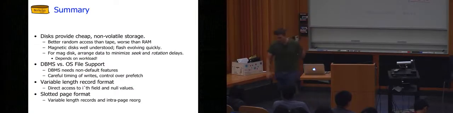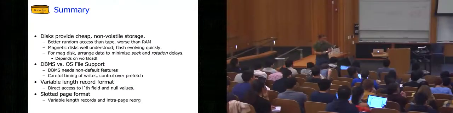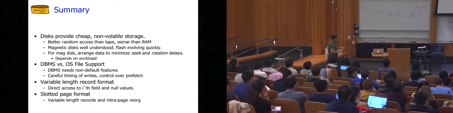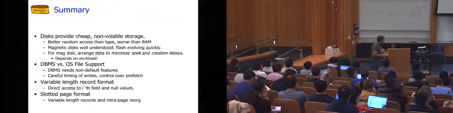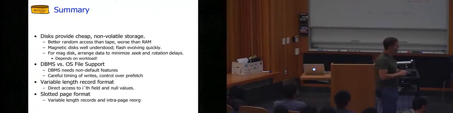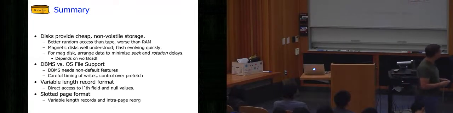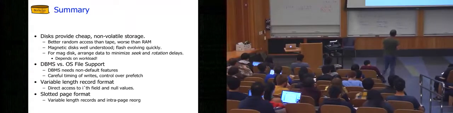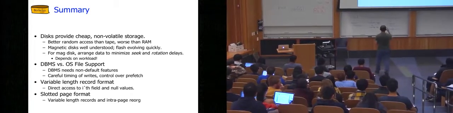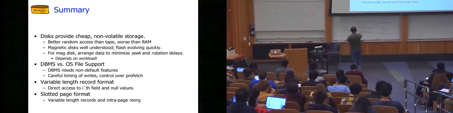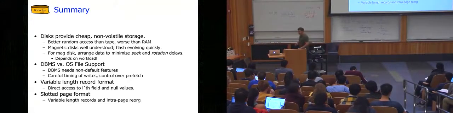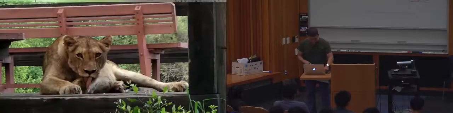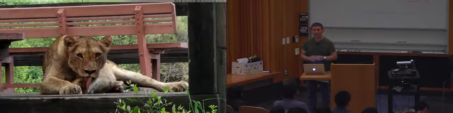OK, so that's a summary of last lecture of this slide deck. We talked about disks and tapes, and we talked to some degree about flash. We remember that for magnetic disks, at least, we need to minimize seek and rotation delays. We talked about why the database is not the operating system, and we went through these various structures for storing things on disk. And with that, any questions before we go on to the next topic?